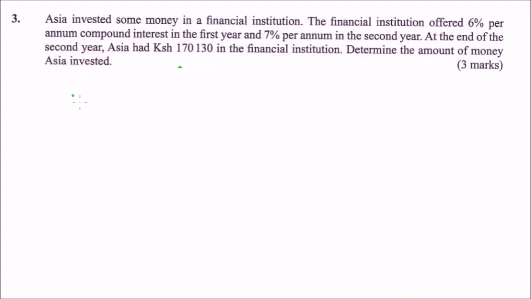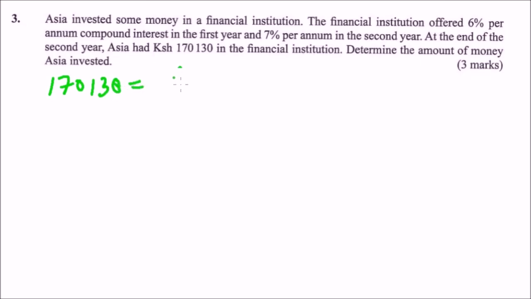So this is Mathematics Paper 2 2018, question number 3, and it says, Asia invested some money in a financial institution. The financial institution offered 6% per annum compound interest the first year and 7% per annum in the second year. At the end of the second year, Asia had 170,130 in the financial institution. Determine the amount of money Asia invested. So here we start by saying we read the 170,130 is the money he got at the end of the second year.